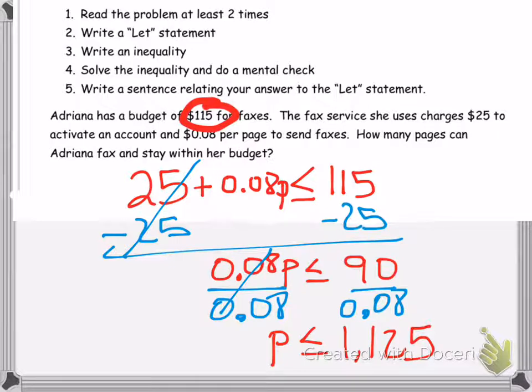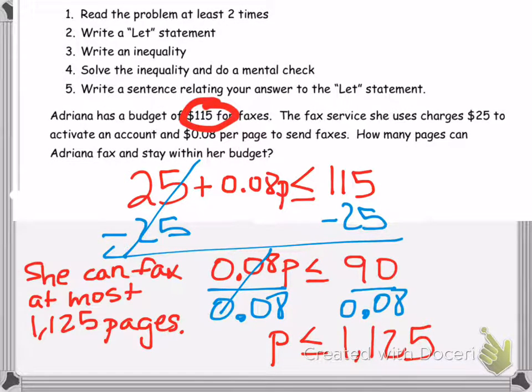Now, since we're talking about a story problem, we have to give a story answer at the end. So that means Adriana can fax at most 1,125 pages. And so that's the word problem and the solution to it. Next, we're going to look at the back page, which is a little bit more of solving these inequalities. You can go ahead and try those on your own and then check your answers after you pause.